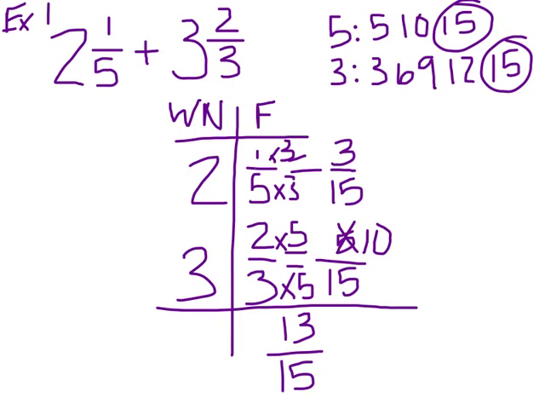I can't simplify, and it's not an improper fraction, so that's my fraction. Now let's add our whole numbers. What's 2 plus 3? It's 5. So my final answer is 5 and 13 over 15.